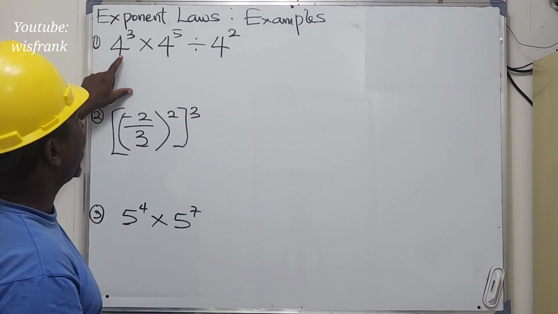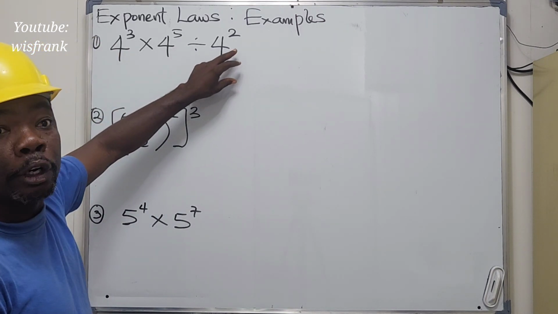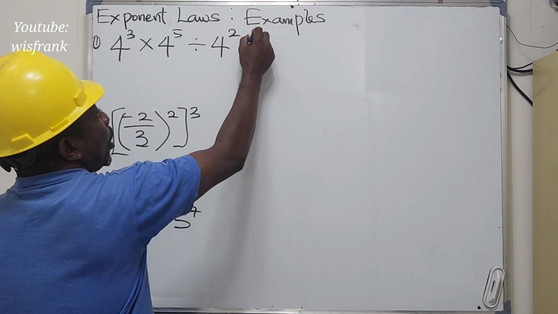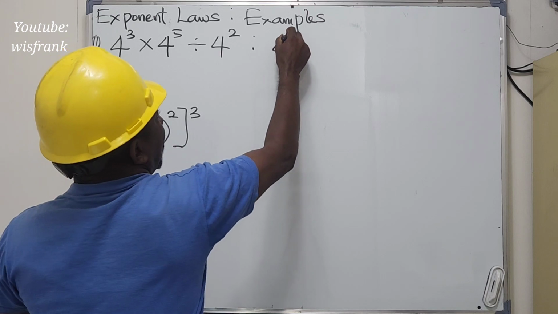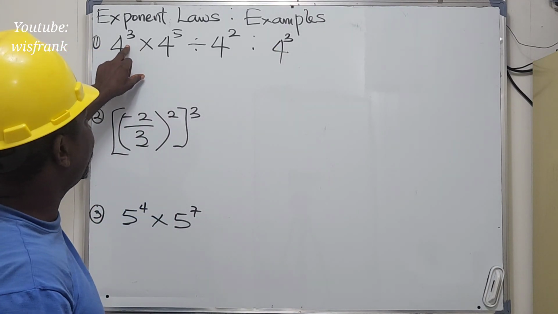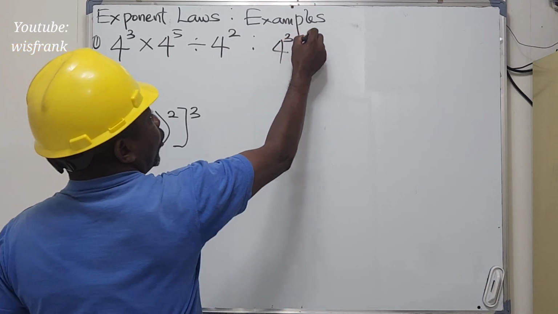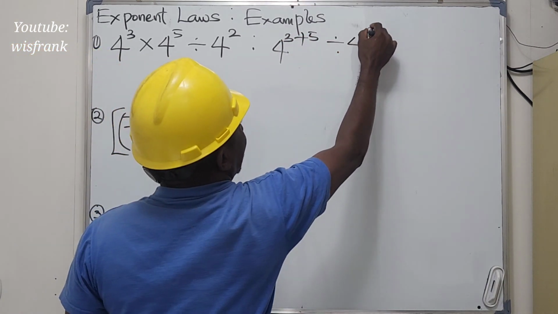So number 1, we have 4 to the power of 3 times 4 to the power of 5 divided by 4 to the power of 2. So from here, how we are going to solve this is for us to take 4 to the power of 3, since we need to apply the rules that we said before. 4 to the power of 3 times 4 to the power of 5 will be 4 to the power of 3 plus 5. Then we have divided by 4 to the power of 2.